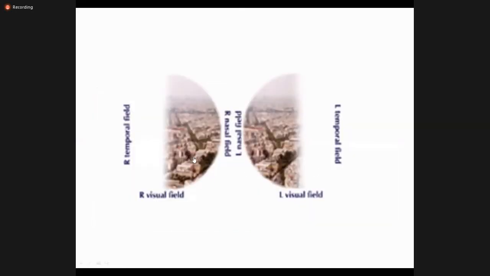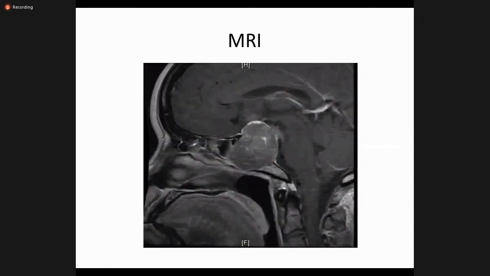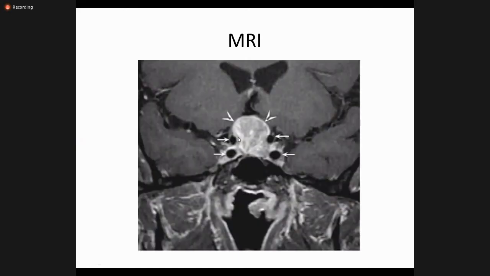This is how the patient's vision looks. The patient can see the medial nasal portion of both fields, but is not able to see the lateral, temporal portion of the visual field in a patient having pituitary adenoma. So this is an MRI showing the enlarged pituitary gland involving the pituitary fossa and surrounding structures. This is a macroadenoma. This is also a feature of the macroadenoma, eroding the adjacent structures surrounding the pituitary gland.